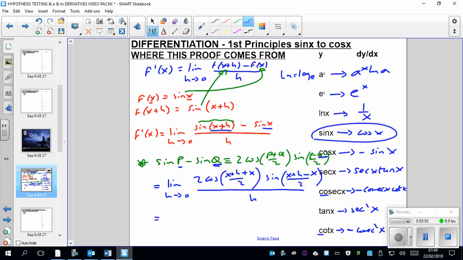So, cleaning this up, limit as h tends to 0, cos x plus x is 2x divided by 2 is cos x plus h over 2. Can you see that?